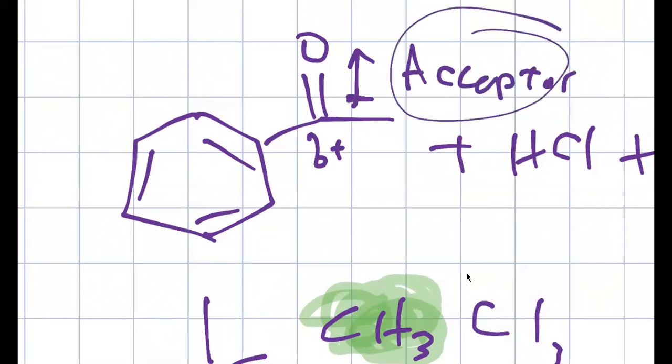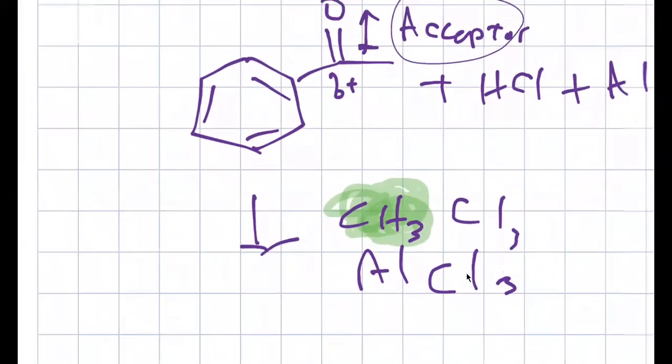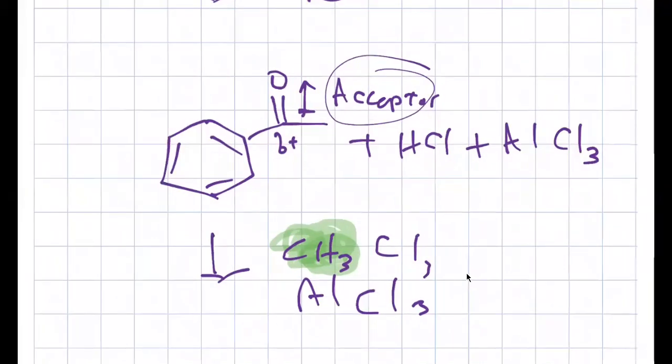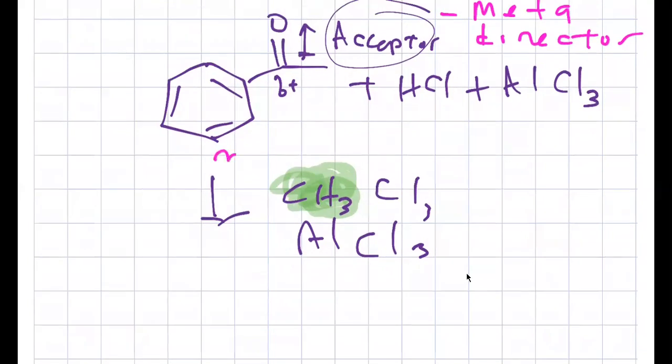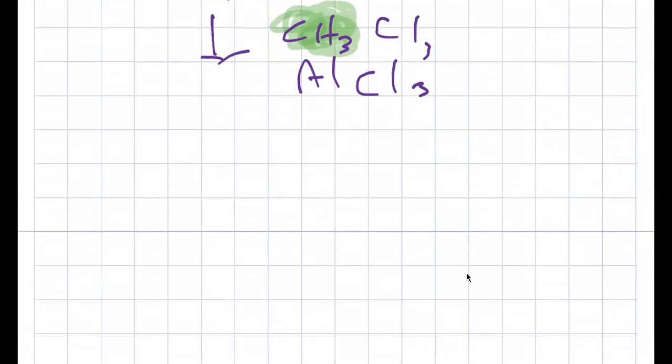So if it's an acceptor, instead of it being an ortho-para director, what is it? Meta. It's a meta director. That means whatever you add is going to add here. This is meta right here. That's ortho, meta, and para. So if I add that CH3 group in, it's going to add right here.